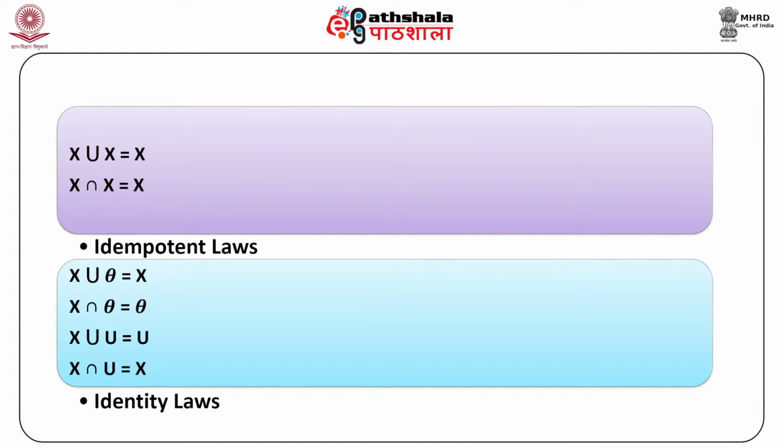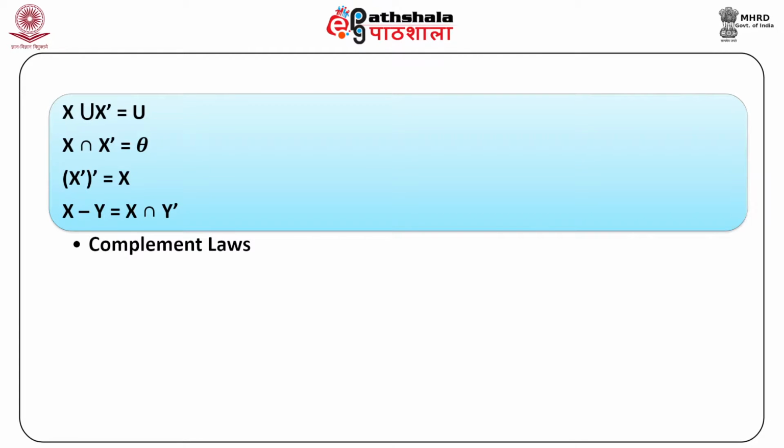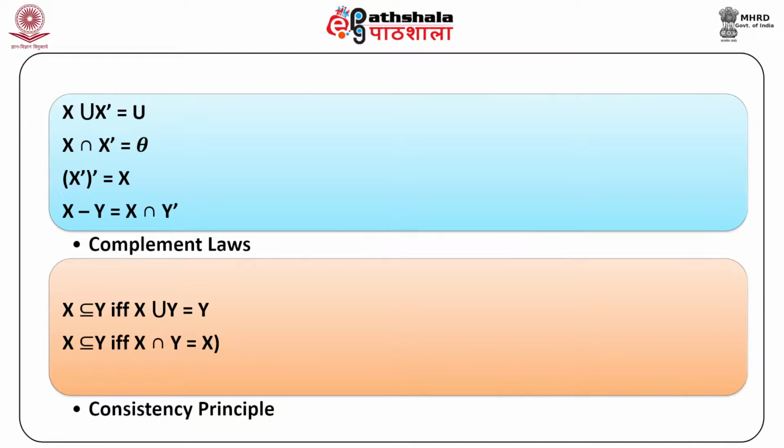X union phi is equal to X, X union U is equal to U, X intersection phi is equal to phi, X intersection U is X. Complement laws: X union X complement is equal to the universal set, X intersection X complement is equal to the null set, and X double complement is equal to X itself. X minus Y is equal to X intersection Y complement.